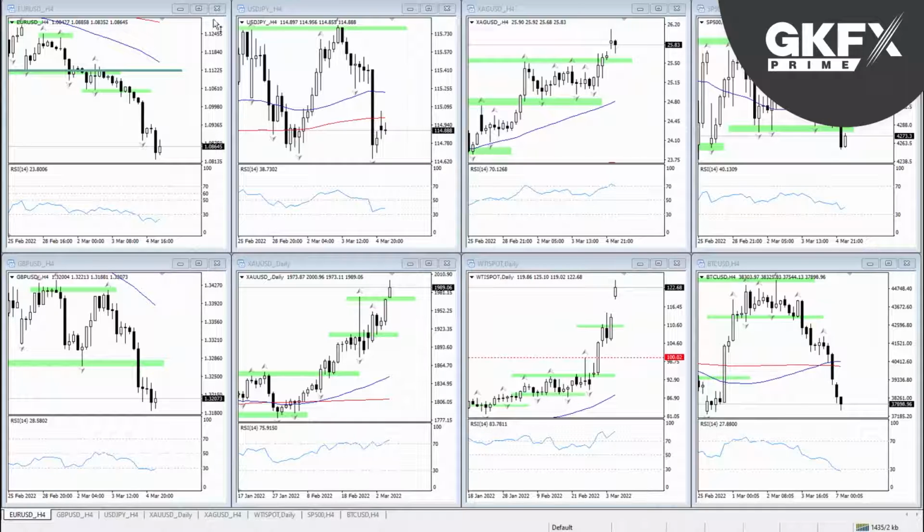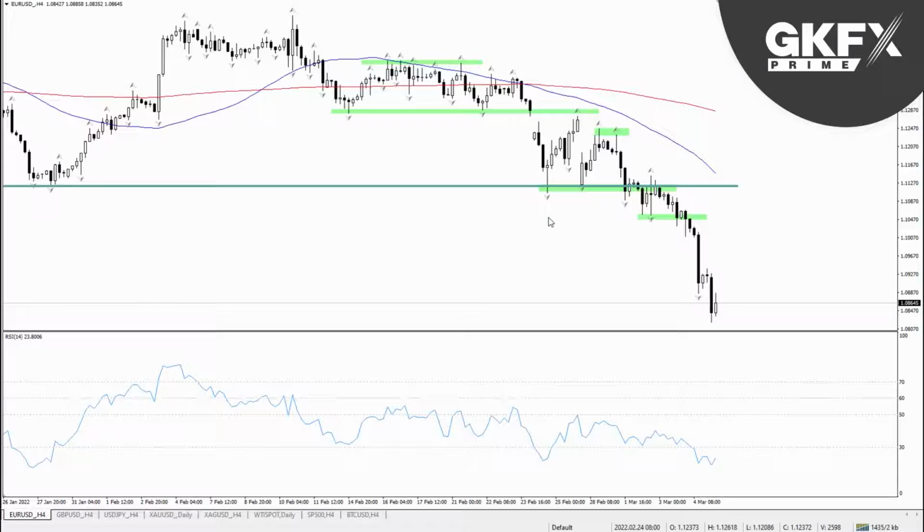All right, so let's start with the euro currency. This is our 4-hour time frame, and you can see these sharp moves lower. We're just hovering around 108.50 at the time of recording. You can see that it's been a characteristic down move for a while.